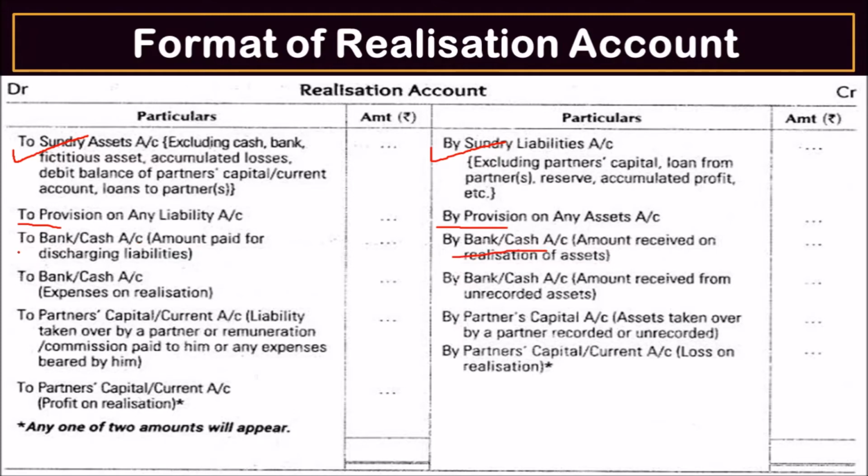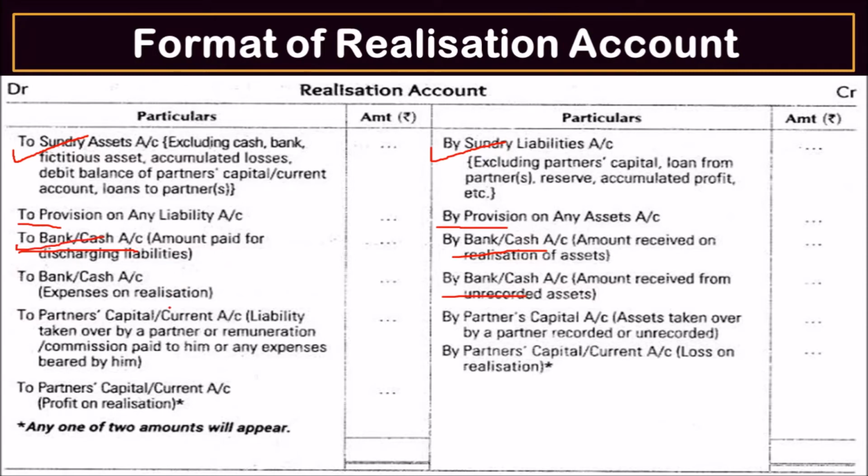Similarly, when the liabilities are paid, then entries are done to bank or cash account. Okay, now as I discussed, for the unrecorded assets as well, if we are getting any amount, then we pass the same entry. It is not given here, however. Similarly, for any kind of unrecorded liability, if we are making any payment, then we will do the same entry to bank or cash account.